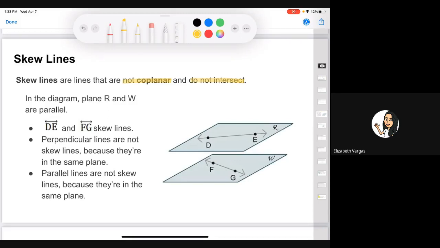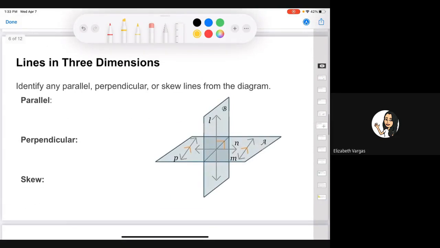Perpendicular lines are not skew lines because they exist on the same plane. In order for two lines to be skew, they cannot be on the same plane. And perpendicular lines are not skew lines because they are on the same plane, and perpendicular lines do intersect, whereas skew lines are not on the same plane and they do not intersect. So that is skew lines. So why is this important? Well, you might encounter a question that looks like this.